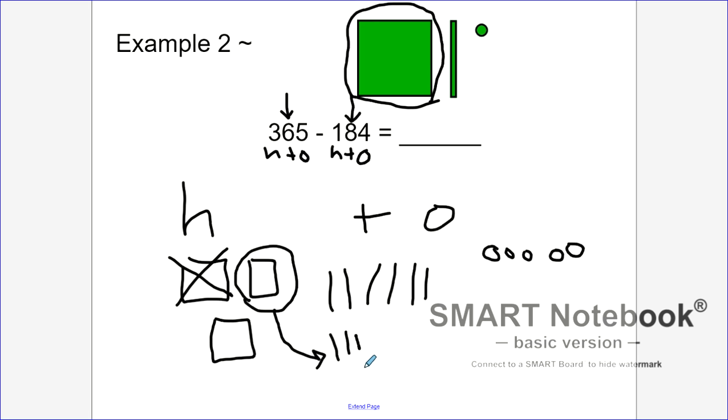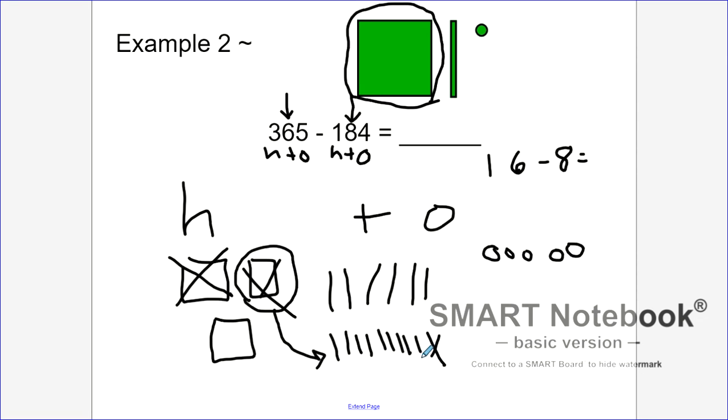1, 2, 3, 4, 5, 6, 7, 8, 9, 10. And now we have 1, 2, 3, 4, 5, 6, 7, 8, 9, 10, 11, 12, 13, 14, 15, 16. 16 tens is the same thing as 160, which is what we had already. So the new problem would be 16 minus 8.